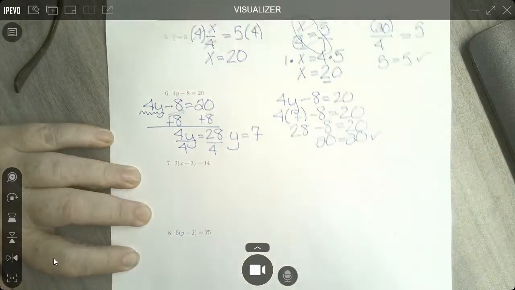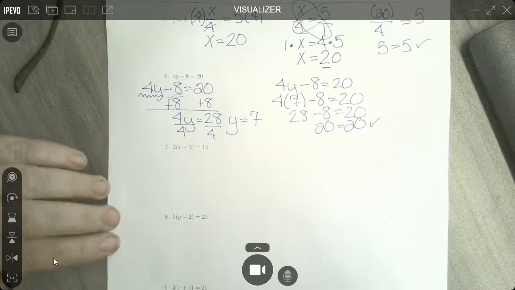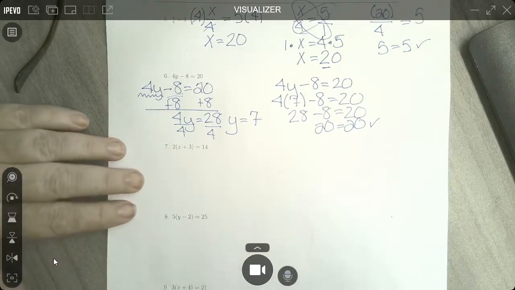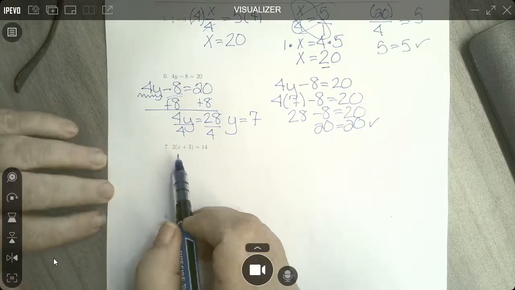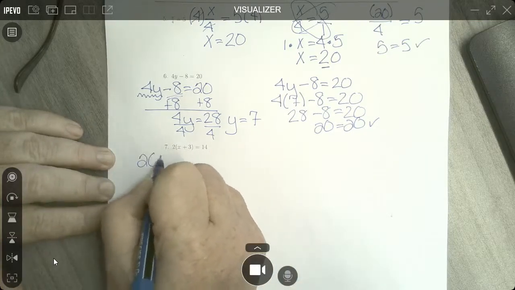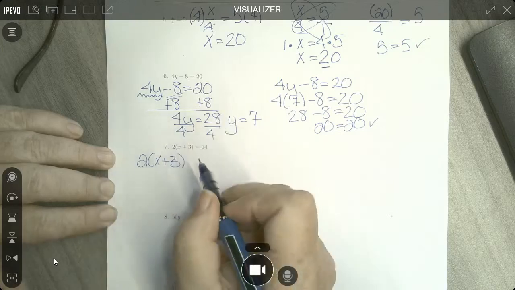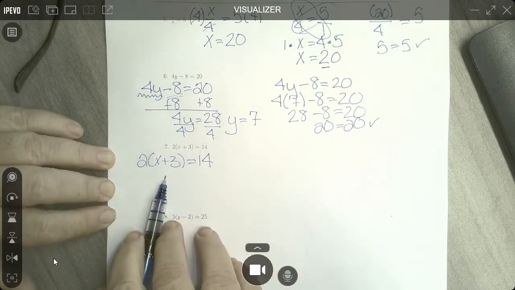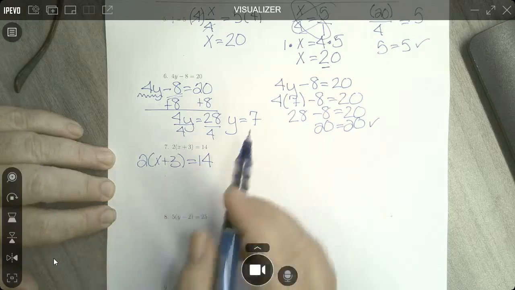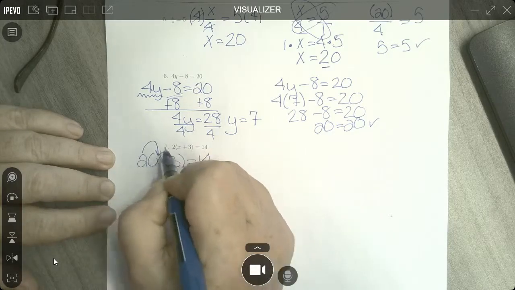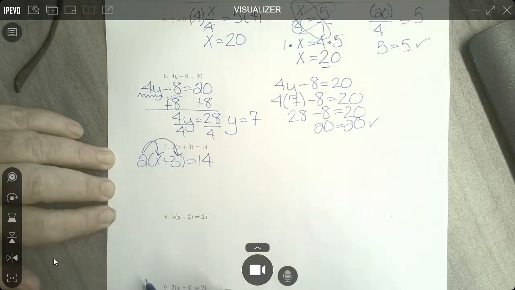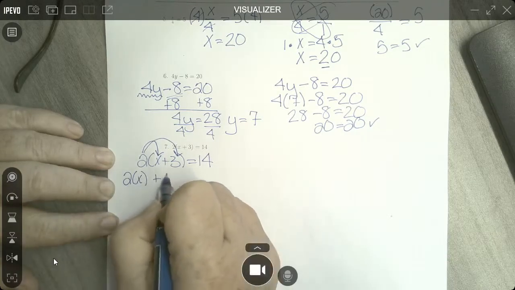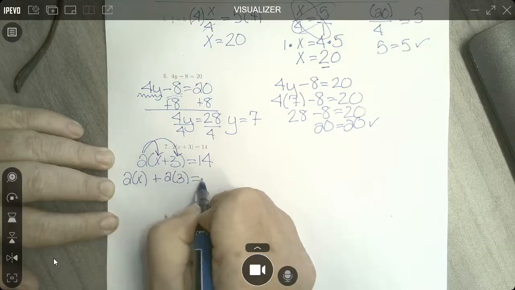All right. Okay, great. Now, we're going to do the next one together. So I'm going to rewrite it here. 2 times parentheses x plus 3 equals 14. Now when I have a parentheses, we're going to use the distributive property. That means I'm going to take 2 times x and 2 times 3. Okay, so I'm going to take 2 times x plus 2 times 3 equals 14.